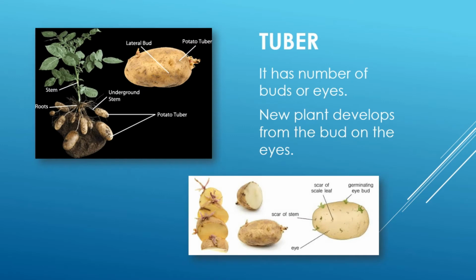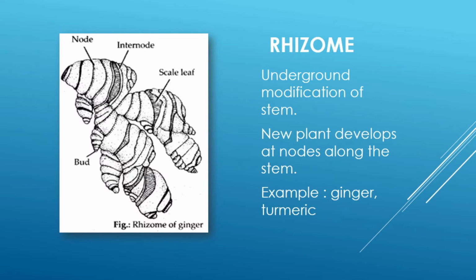The next example we are having is a tuber. We know that potato is an example of a tuber, and on the surface of potato, eyes are present, and these eyes develop into bud, and bud give rise to a new plant. The next example we are having is the rhizome. Now what is this rhizome? Again, it is an underground modification of stem, and in the diagram you can see the node position indicated, at that position a new plant develops. Example, it is found in ginger and turmeric.